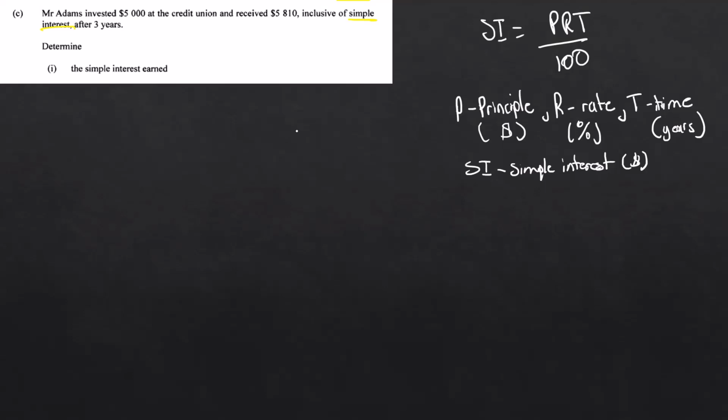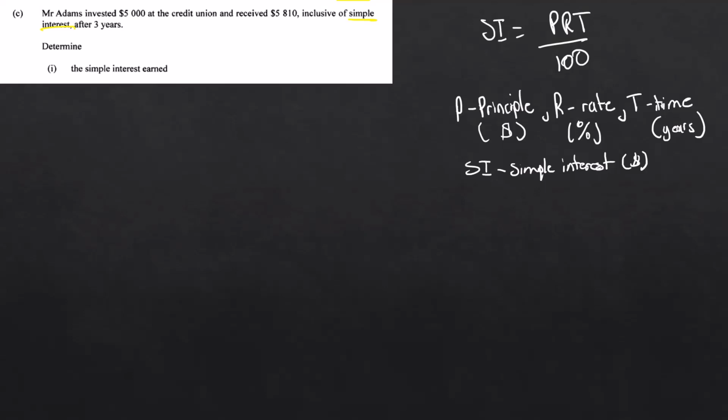So let's look at Mr. Adams' case and get back to the problem. Mr. Adams invested $5,000 at the credit union. So he's giving them $5,000. They're borrowing $5,000 from him. And he received back $5,810, inclusive of simple interest, after 3 years. So right away, what is the simple interest Mr. Adams earned?